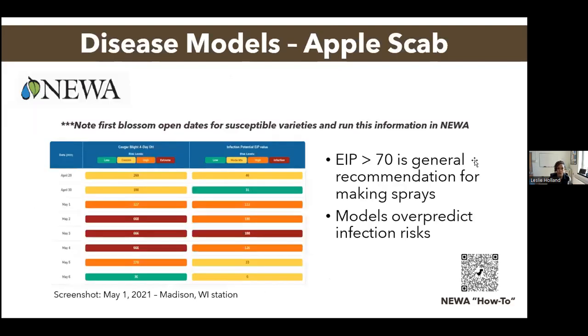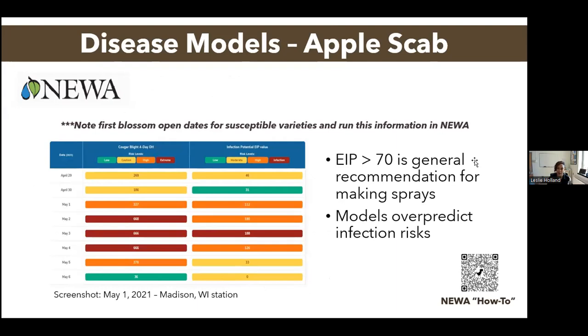So prediction models. Oh, that should actually say fire blight. I do apologize for that. But again, these are also going to be found in NEWA. So this is fire blight specific. This is a screenshot I took almost 2 years ago now for one of our stations here in Madison, Wisconsin, and it's got these different colors here. And I guess you can see that you go from green to yellow, orange to red, increasing in intensity, right?